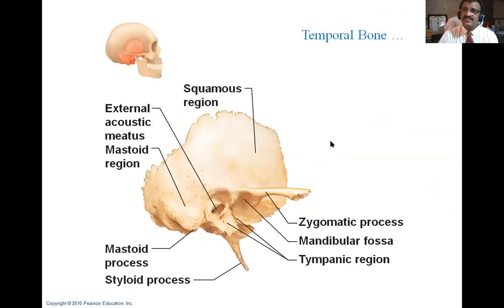Other structures you see from the lateral side, the remaining things I told you, the same thing is getting repeated here once again, but you can see the styloid process and mastoid process marked here. Other processes, zygomatic process. Okay.